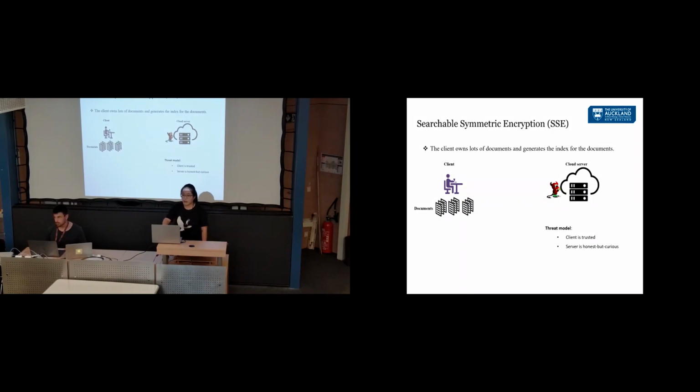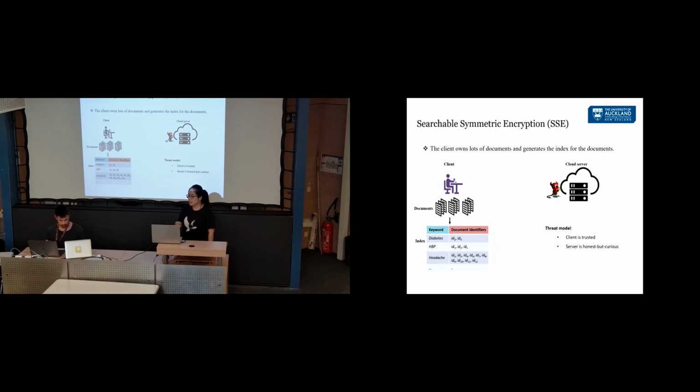First, what is searchable symmetric encryption? In a typical model of searchable symmetric encryption, abbreviated as SSE, there exists a client and a server. The client has a lot of documents intending to outsource them to a server. The server is honest but curious. It follows the protocol, but tries to glean private information about the database and queries.